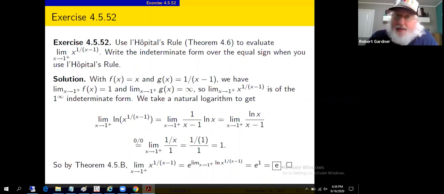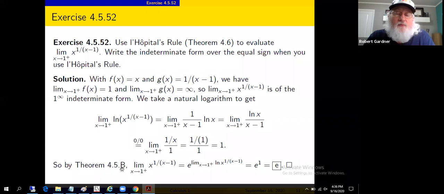All right, let's take a logarithm, to convert it into something we can use L'Hopital's rule on. L'Hopital's rule is only good for 0 over 0 or infinity over infinity directly. Now this we can turn into something like that. So that's the plan. All right, limit as x approaches 1 of, let's take the logarithm of this quantity.